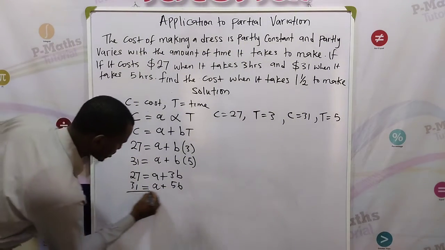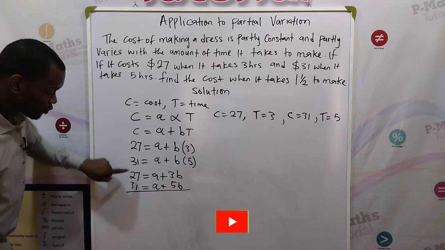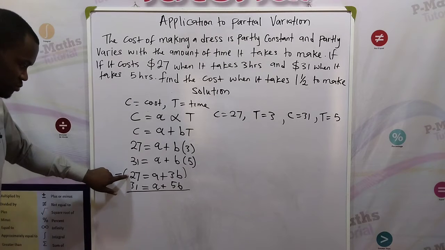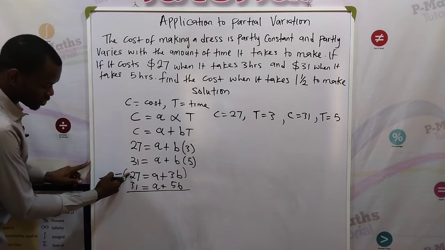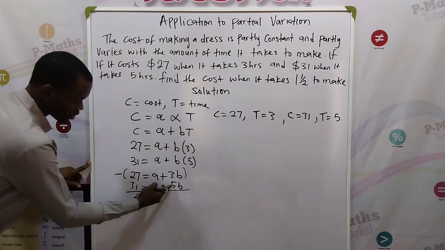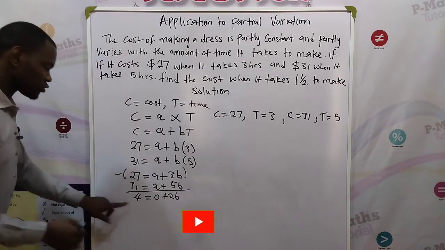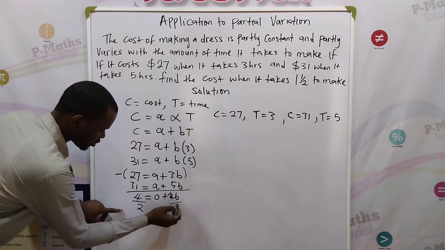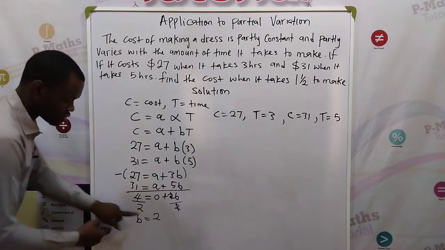So we are eliminating. Let us subtract equation 1 from equation 2. I'll subtract this from this because this has the smaller parameters. So 31 minus 27 will give us 4. A minus A is 0. 5B minus 3B is 2B. Then to get B, we divide both sides by 2. So our B is 2, because 4 divided by 2 is 2.